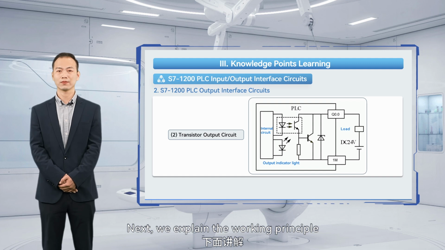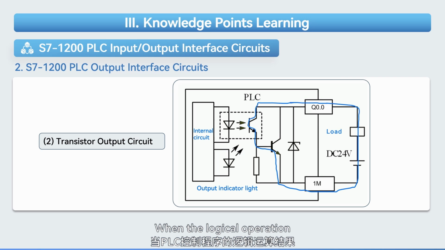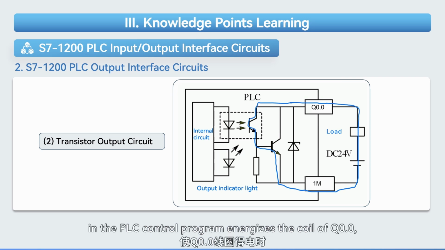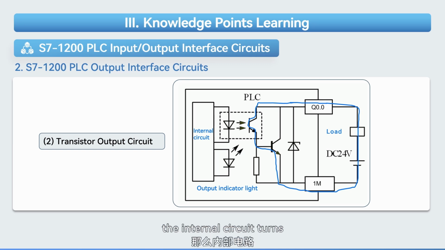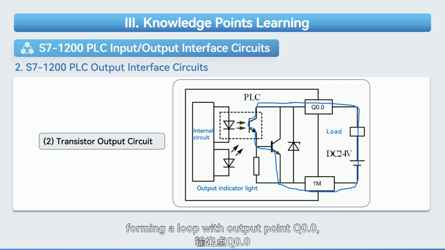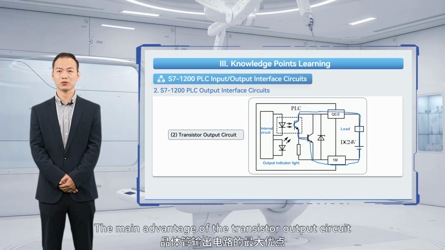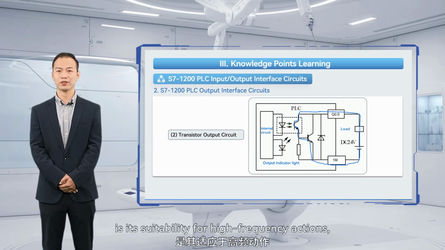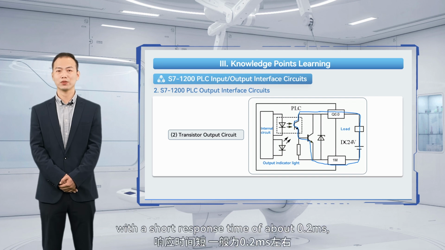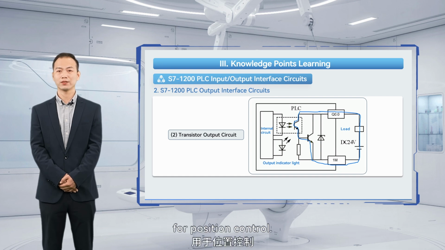Next, we explain the working principle of the transistor output interface. When the logical operation in the PLC control program energizes the coil of Q0.0, the internal circuit turns on the optical coupler and the transistor VT, forming a loop with output point Q0.0, the external load, power supply, and common terminal 1L, causing the load to operate. The main advantage of the transistor output circuit is its suitability for high-frequency actions, with a short response time of about 0.2 milliseconds, capable of outputting high-frequency pulses for position control.